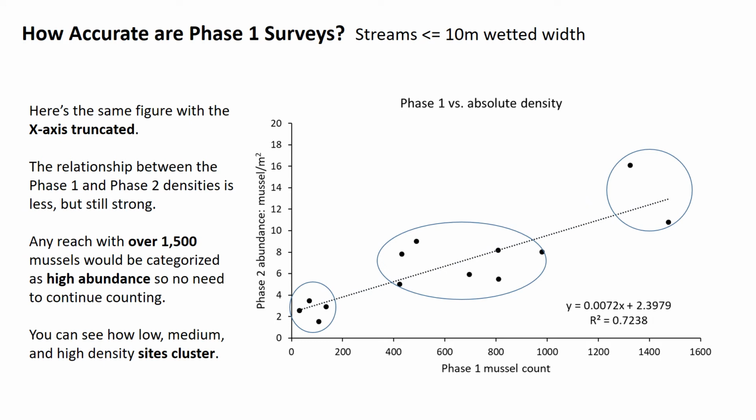So this is the same graph, but what we did here is we truncated the x-axis. It no longer goes out to over 4,000, but it stops now at 1,600. And you'll see the relationship between the phase 1 and phase 2 densities is less, but it's still strong. We truncated the x-axis because any reach with over 1,500 mussels is going to be categorized as a high abundance, so there's really no need for us to count. Once we hit 1,500, we just stop counting. It's a high abundance reach, and it's just noted that way. It's interesting, though, you can see how the low, medium, and high density sites do cluster together.